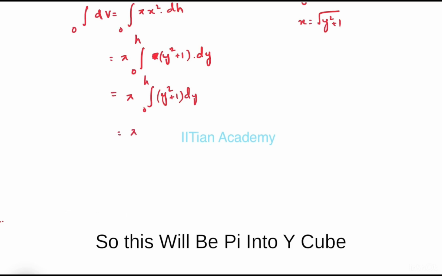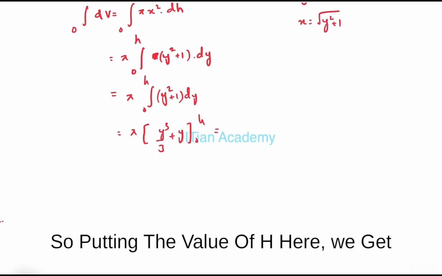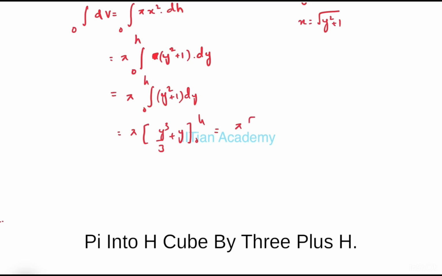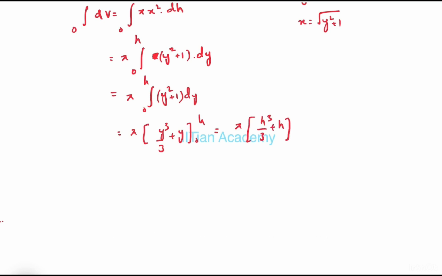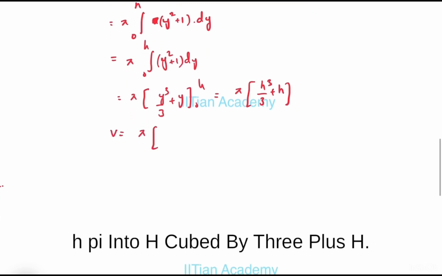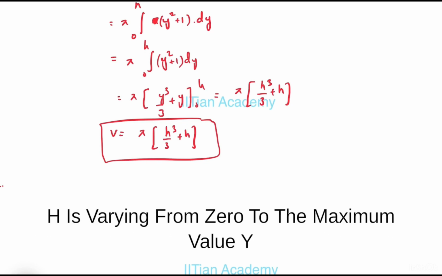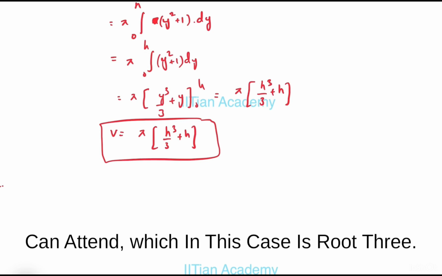So this will be pi into y cube by 3 plus y, from 0 to h. So putting the value of h here we get pi into h cube by 3 plus h. So we get the volume in terms of h as pi into h cube by 3 plus h. So this is the volume at a particular h, and h is varying from 0 to the maximum value y can attain, which in this case is root 3.